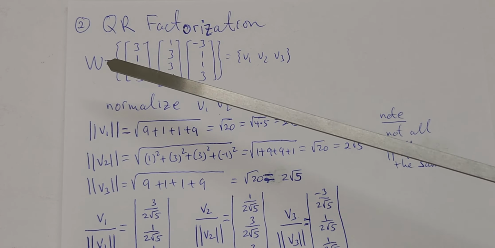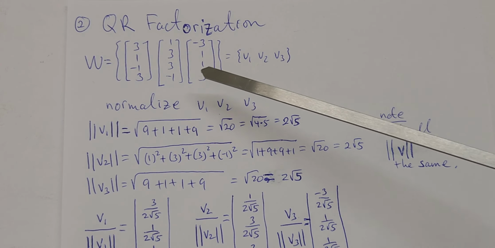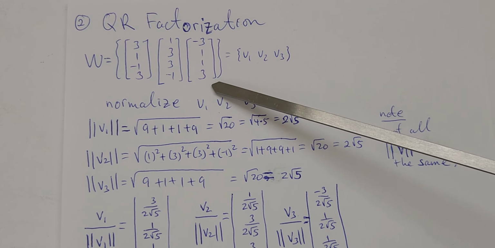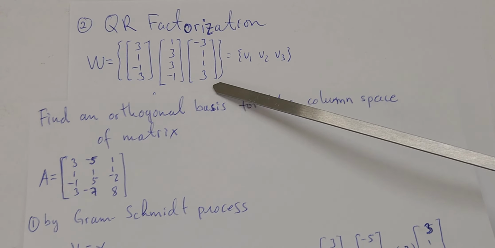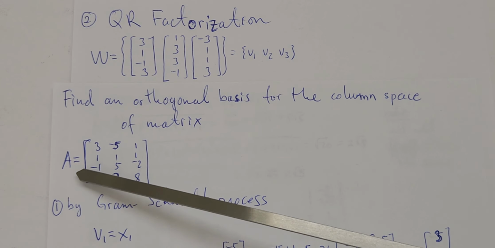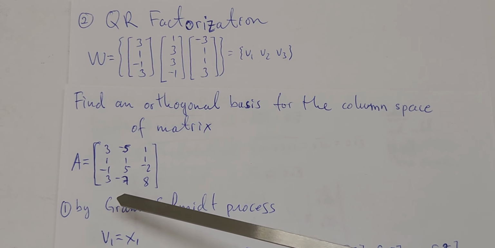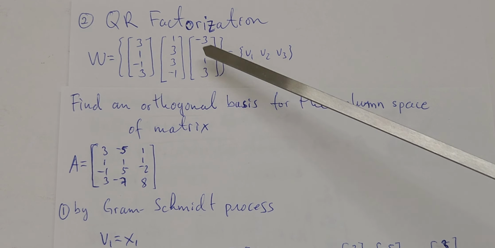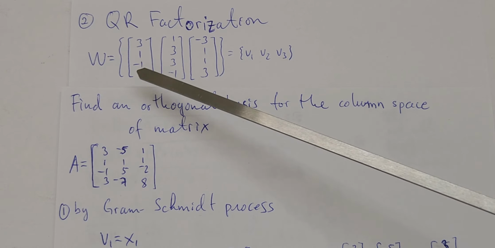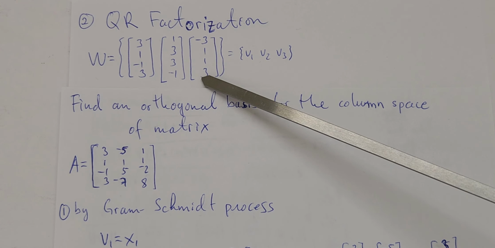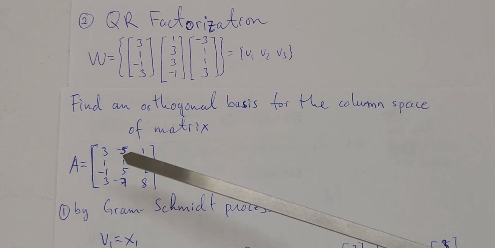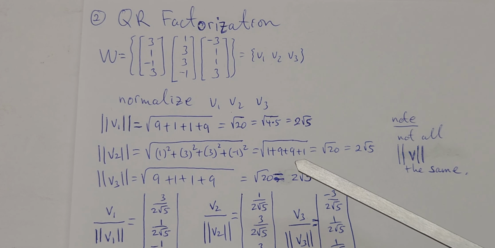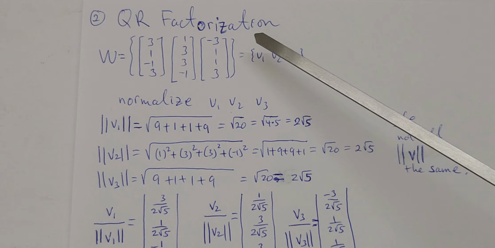Next, we need to find out whether this orthogonal basis V1, V2, and V3 is the actual solution to the matrix from the beginning. One more time, we want to show that these orthogonal bases V1, V2, V3 are the real solution to this matrix A. Okay, so now we need to do QR factorization.